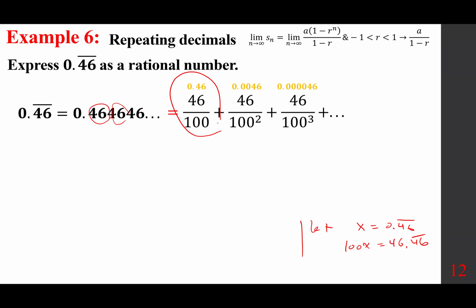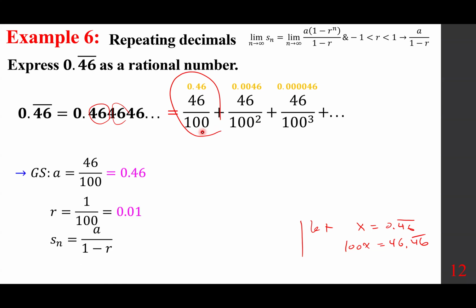And R, notice, this is important to realize, this is 100 times larger than this. That means the fraction is 100 times smaller. So R is 1 over 100 or 0.01. Because R is between -1 and 1, we're going to use this formula. You could use the decimals instead of that. Either way makes no difference, and I'll show you both ways.